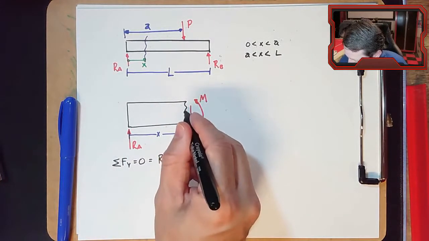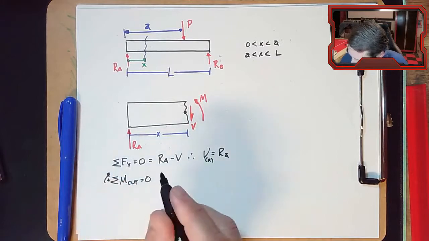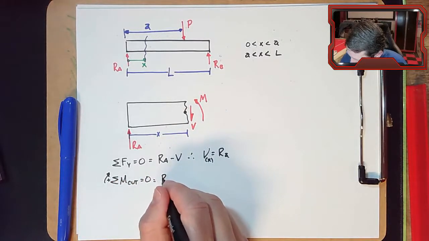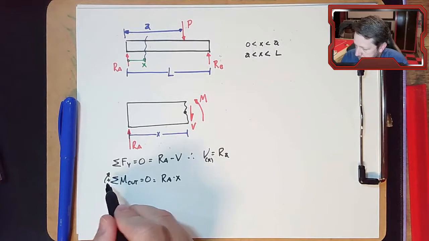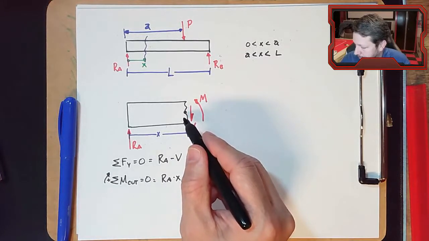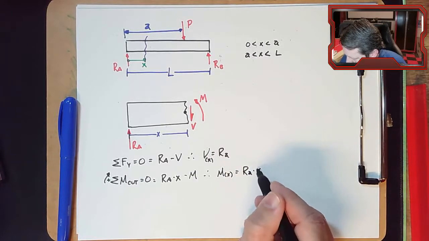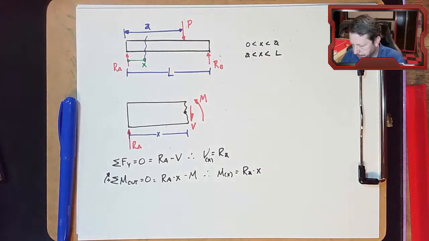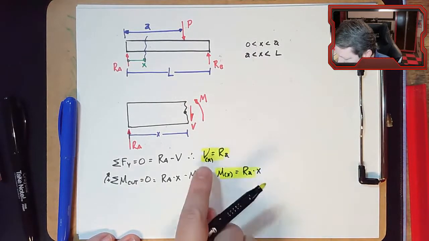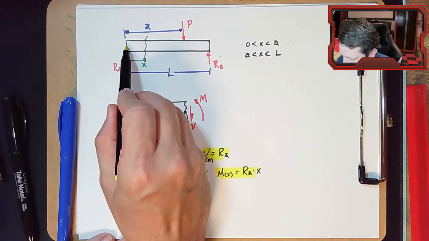I could do the same thing for the bending moment. If I do the moments about this cut point here, I've got RA times X. I said clockwise is positive, this is counterclockwise, so minus M. The shear force is on that surface, so it doesn't create a moment there. Therefore, M as a function of X equals RA times X. So now I've got two equations that perfectly model the shear and the bending moment anywhere on this beam from X equals 0 to A.